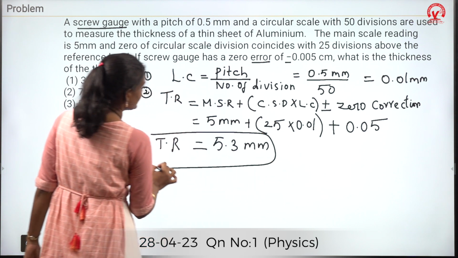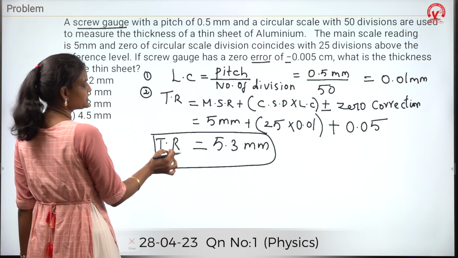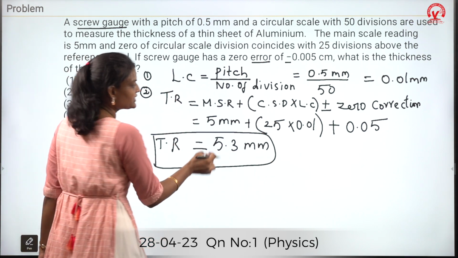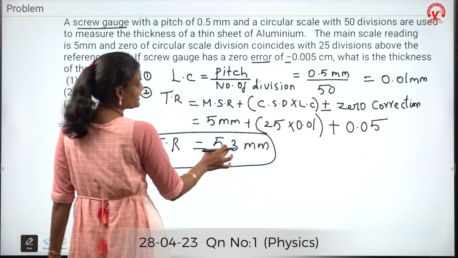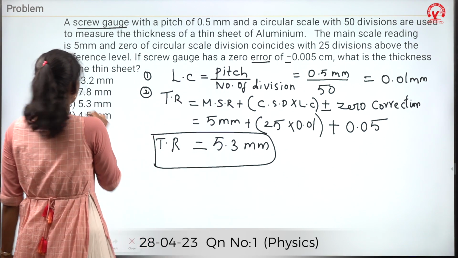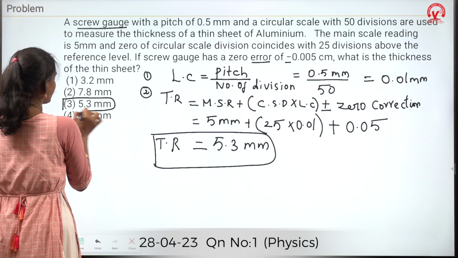So this is the thickness of the thin sheet. The reading for the thickness of the thin sheet, the material thickness, is 5.3 millimeter. So option 3 is the correct one.